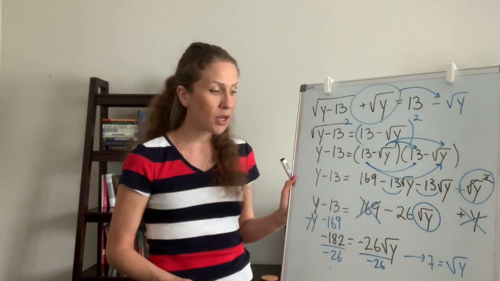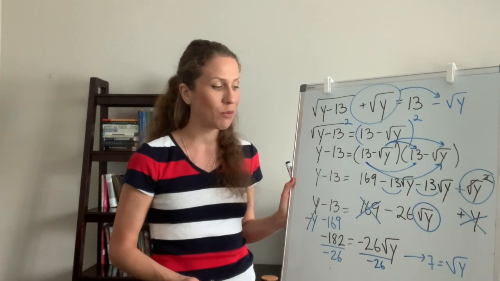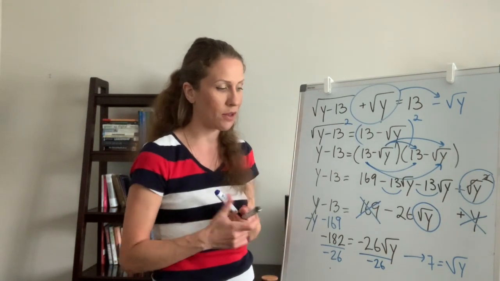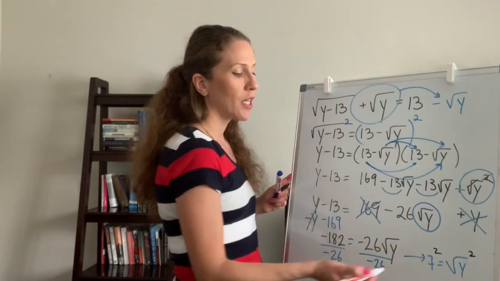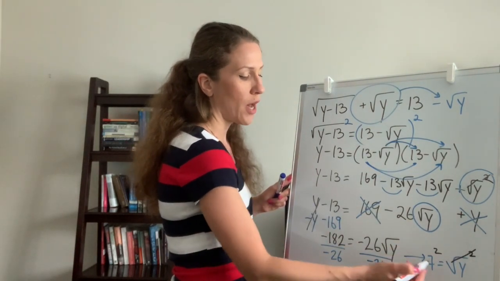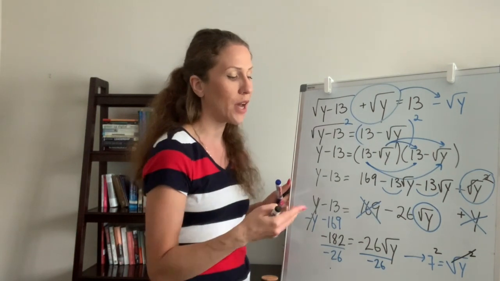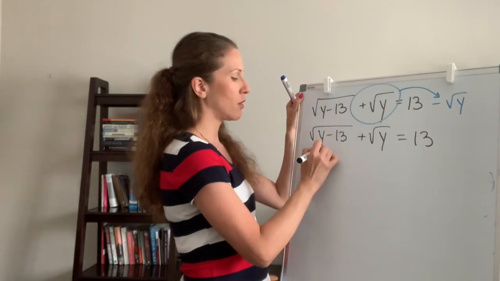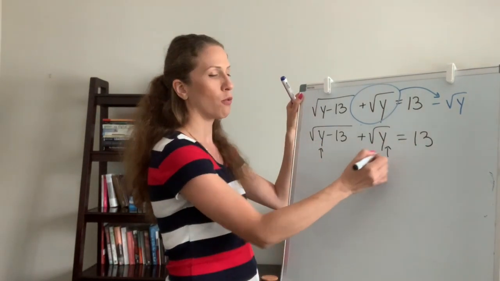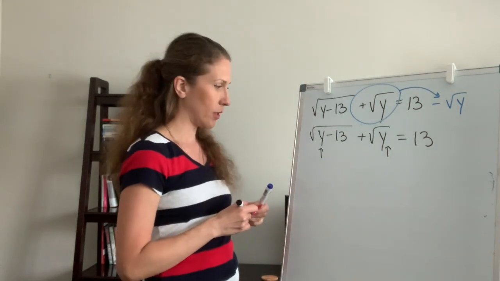So at this point, I am ready to finally square each side to get my y by itself. I'm going to square the right side and square the left side. So square here and square here. So on the right side, you will get just a y, and on the left side, you have 49. So y equals 49. And then we don't forget to check. So I'm going to replace this y with 49 and this y with 49 and see if the left side is actually a 13.